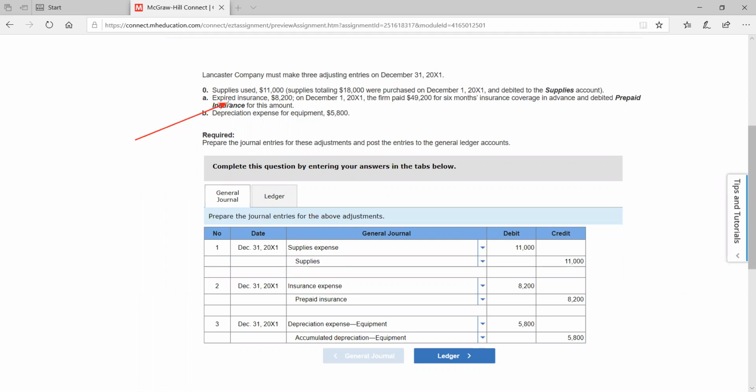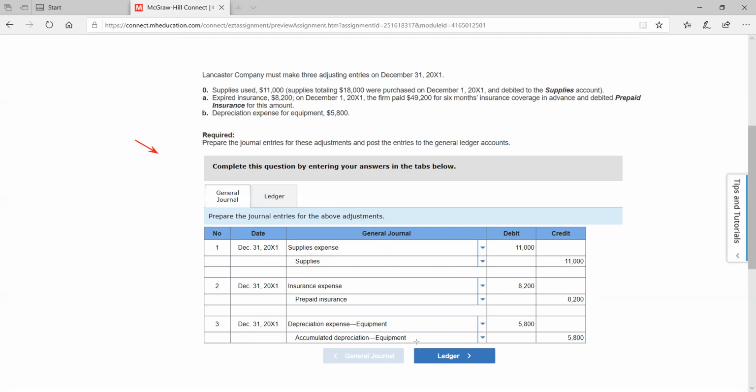When it says expired, that means used. They didn't make you calculate it in this one. So the 8,200 is your adjustment. Notice they're just debiting your insurance expense, credited prepaid for 8,200. And last one, they give you the depreciation already. You just have to record it. So this is your journal entry.